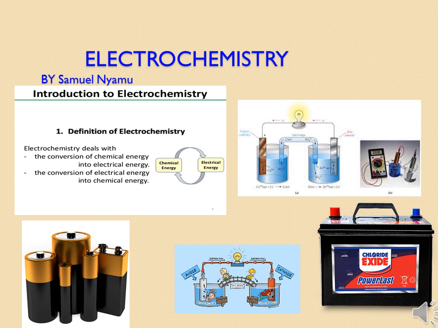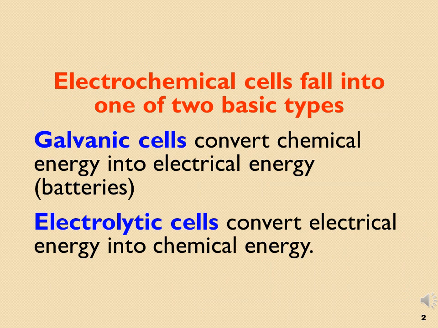Electrochemistry deals with the conversion of chemical energy into electric energy, and at the same time we can say electrochemistry is the conversion of electric energy into chemical energy. Electrochemical cells fall into one of two basic types, the galvanic cells or the electrolytic cells. The galvanic cells convert chemical energy into electrical energy, for example, the batteries. And we also have the electrolytic cells, which convert electric energy into chemical energy.